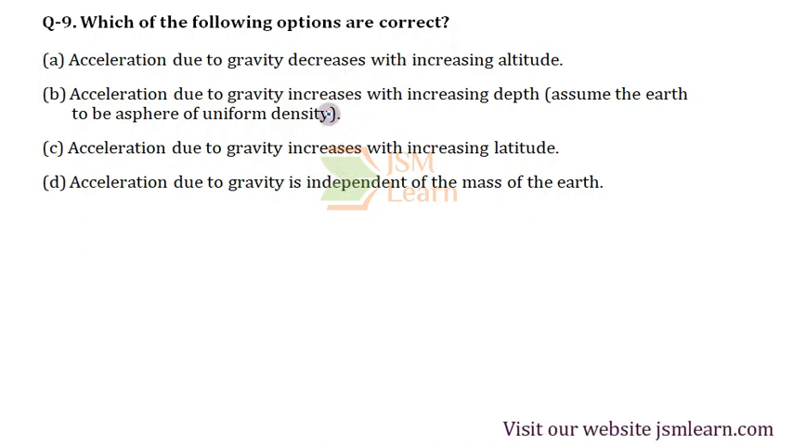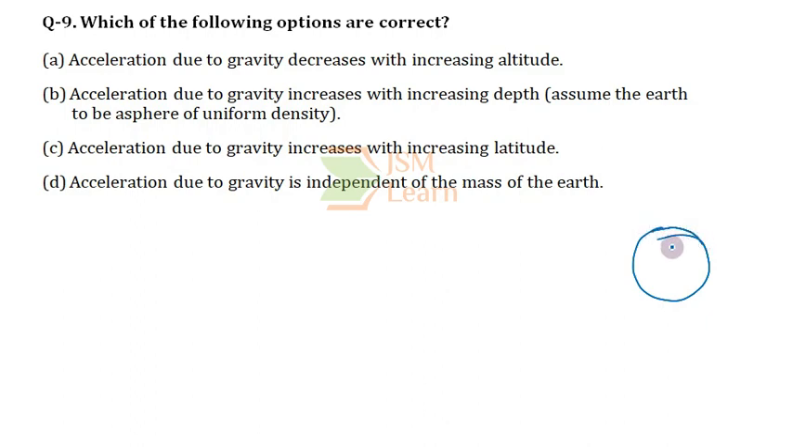So in the options, when you observe, they are asking us to identify the variation of acceleration due to gravity with increasing height and depth. So let us understand what happens. As we know, our Earth is a sphere, a solid sphere of uniform density.